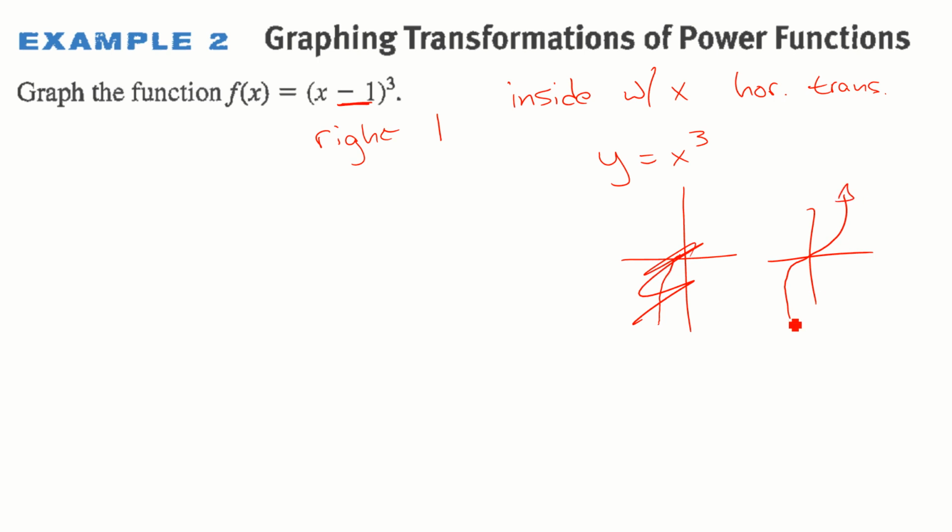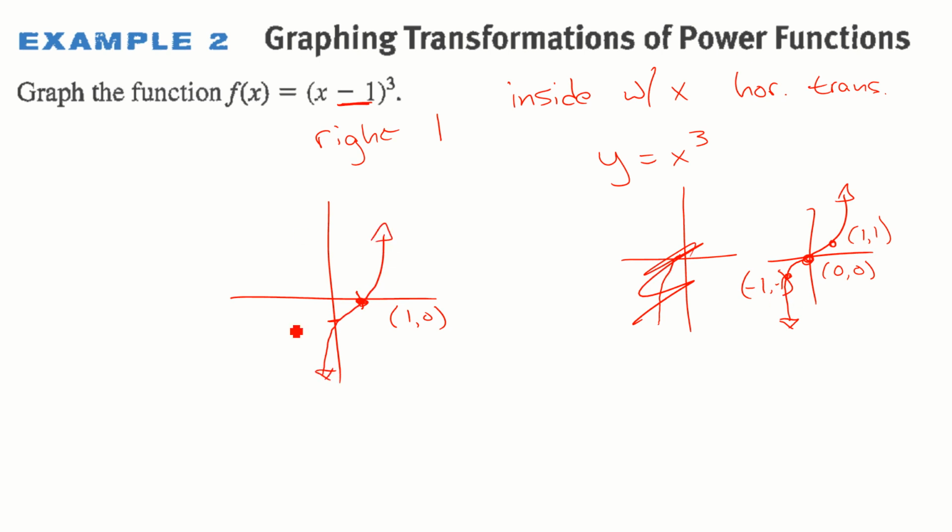Like that. And it goes through 0, 0. It would go through 1, 1. It would go through negative 1, negative 1. So what does this graph look like? It's going to be shifted just 1 to the right. So instead of going through the origin, now it's going to go through 1, 0. Instead of going through negative 1, it's going to go through 0, negative 1. It's shifted over to the right by 1.